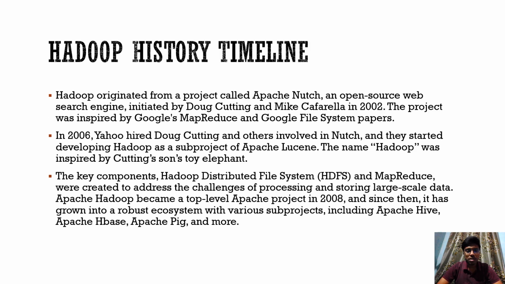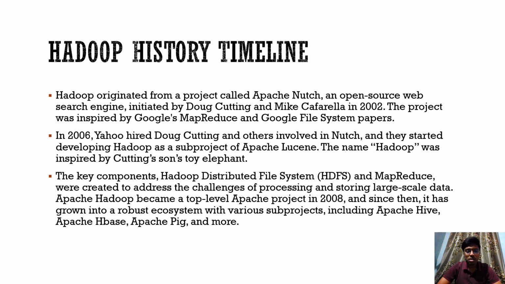Hadoop history timeline. Hadoop originated from a project called Nutch, an open source web search engine initiated by Doug Cutting and Mike Cafarella in 2002. The project was inspired by Google's MapReduce and Google File System papers. In 2006, Yahoo hired Doug Cutting and others involved in Nutch and started developing Hadoop as a sub-project of Apache Nutch. The name Hadoop was inspired by Cutting's son's toy elephant.